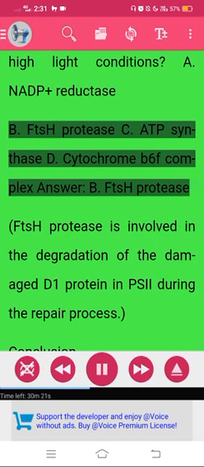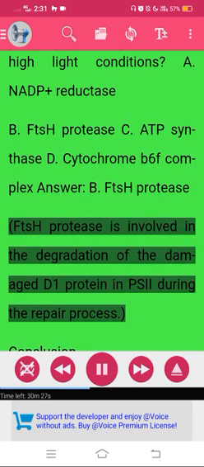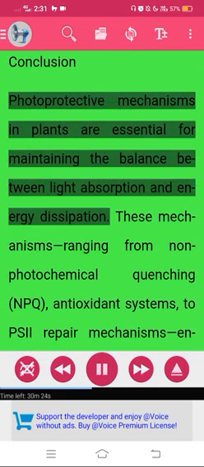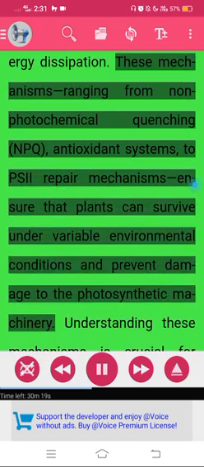Answer: B, FtsH protease. FtsH protease is involved in the degradation of the damaged D1 protein in PSII during the repair process. Conclusion: photoprotective mechanisms in plants are essential for maintaining the balance between light absorption and energy dissipation. These mechanisms, ranging from non-photochemical quenching (NPQ) and antioxidant systems to PSII repair mechanisms, ensure that plants can survive under variable environmental conditions and prevent damage to the photosynthetic machinery.